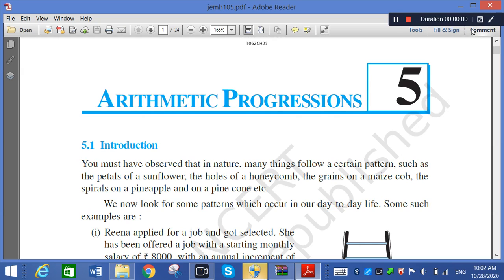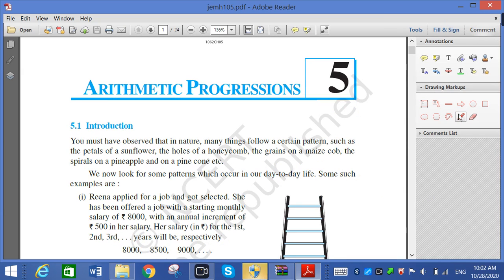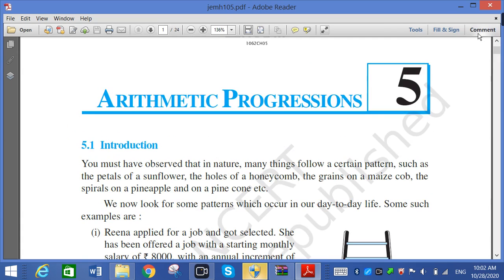Good morning, friend. Today we want to start a new lesson, that is arithmetic progression. Chapter number 5, arithmetic progression. It is related to the 11th and 12th science and also related to the government exam.